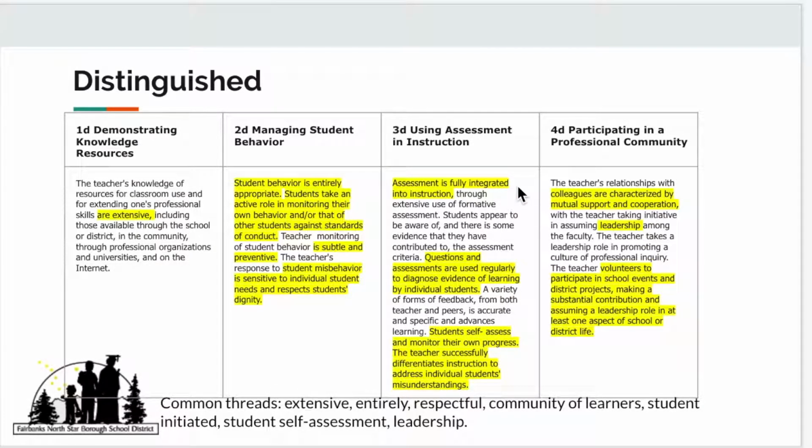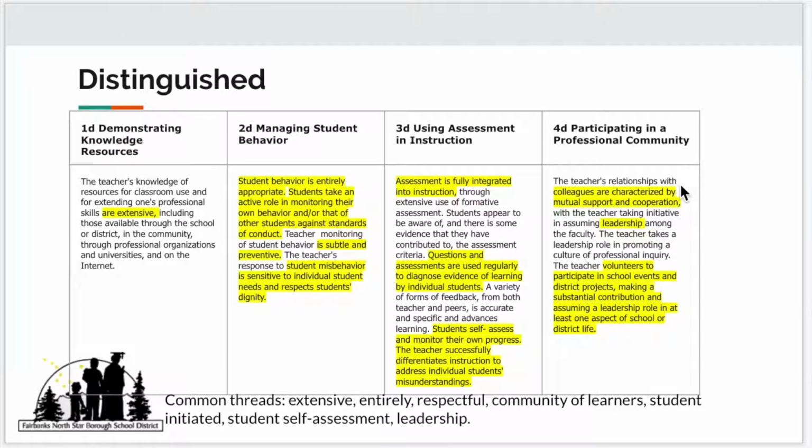Assessment is fully integrated into instruction. Questions and assessments are used regularly to diagnose student learning, and students self-assess and monitor their own progress. The teacher's relationship with their colleagues is characterized by mutual support and cooperation. The teacher assumes a leadership role in the school, and also volunteers to participate in school events and district projects. Common threads include extensive, entirely, respectful, community of learners, student-initiated, student self-assessment, and leadership.